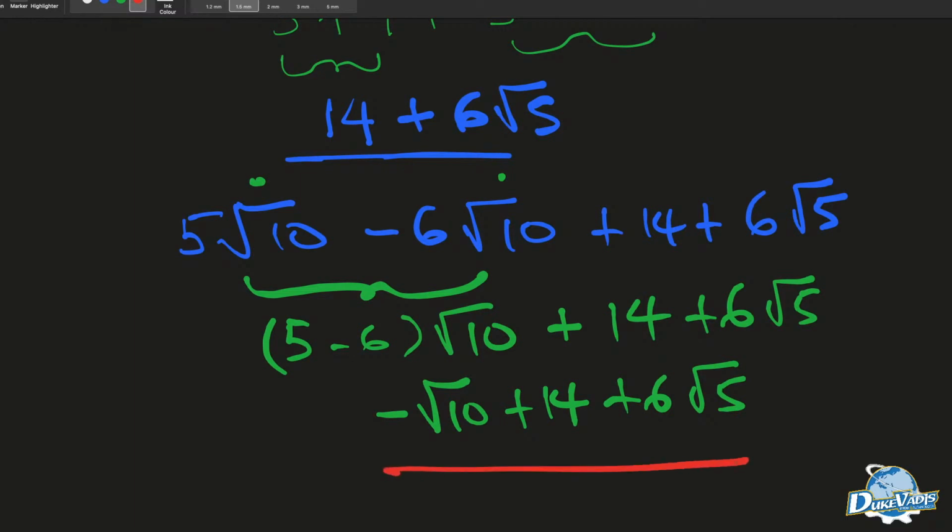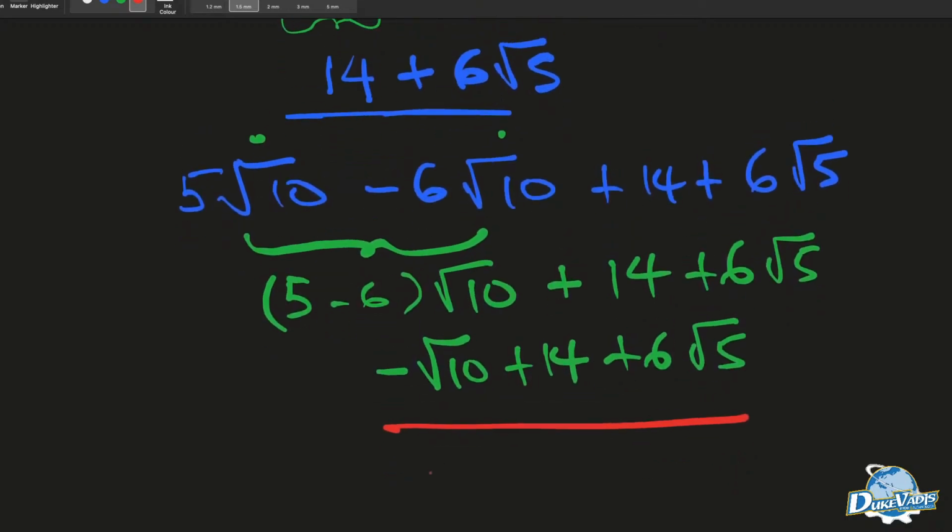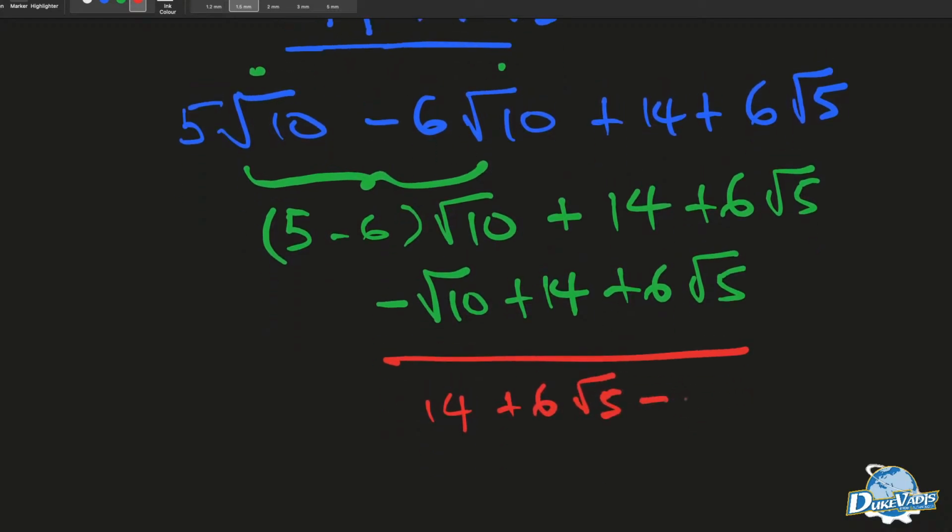Well, can we do further expansion? Because 10 and 5, it will be 2 and 5. So that will do some kind of factorization, but I think we leave the answer in this way. But sometimes it's good to also arrange it beautifully. You can also write it as 14 plus 6√5 minus √10. Well, that is where we are at the moment, the final answer.